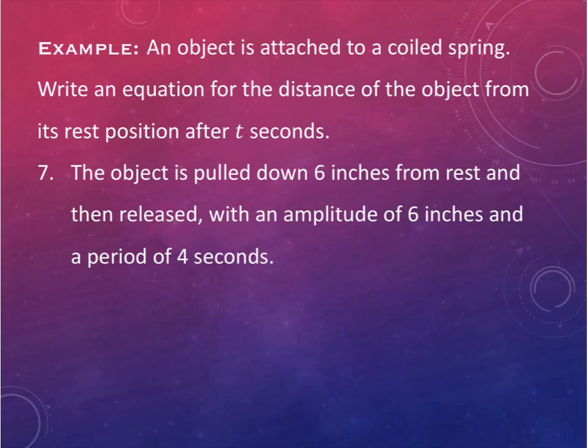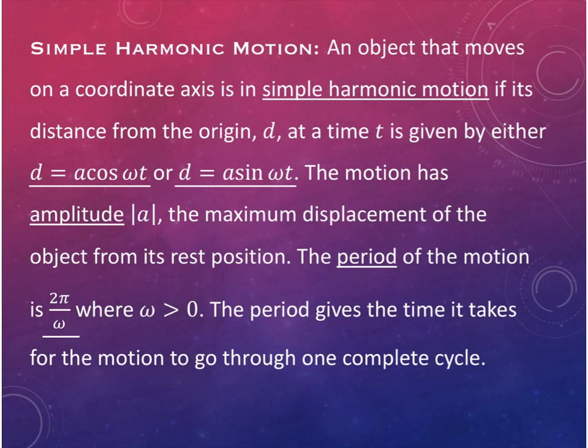An object is attached to a coiled spring. We're going to write an equation for the distance of the object from its rest position after t seconds. The object is pulled down 6 inches from rest and then released with an amplitude of 6 inches and a period of 4 seconds. Okay, so this is the description. We're going to write some of this out in terms of the variables that it's described with back over here, the omegas and the d's and the a's and those kinds of things.